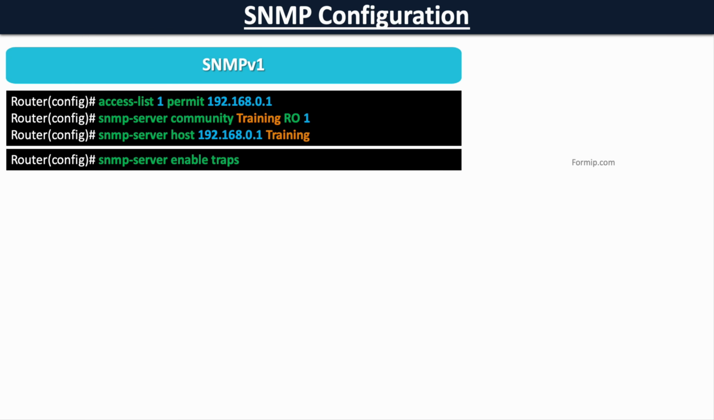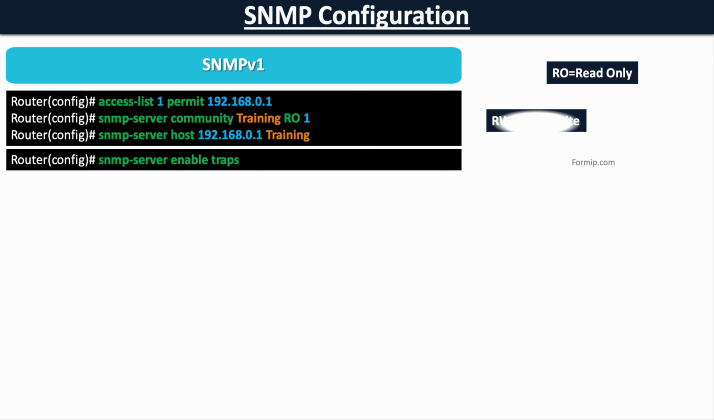We will now move on to the configuration. In version 1 of SNMP, we first create an access list to authorize only our supervision server. Here, the ACL number is 1. Then we define its community with the command snmp-server community. In the example, the community is called training.